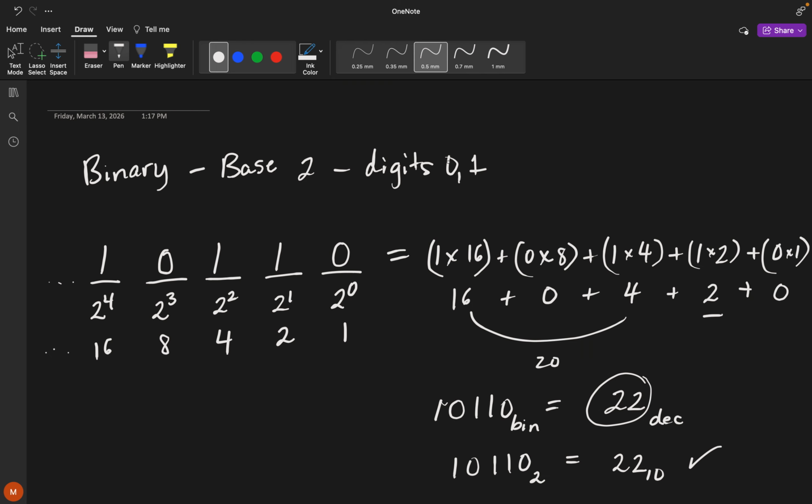But since we only have digits 0 and 1 in binary, every time we're multiplying by either 1 or 0. So we either add up that place value or we don't when it's a 0. So we add up that place value 4 and that place value 2, but we can skip it if it's got a 0 in that place.